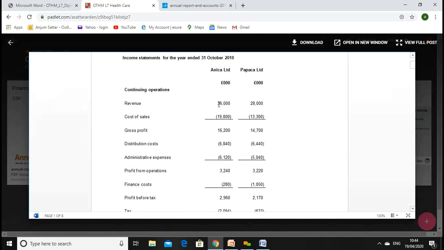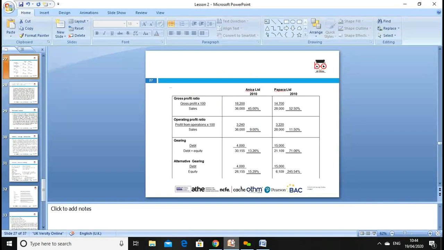You will see the revenue of Anika is 36 million, the other is 28 million. What is the gross profit? Revenue minus cost of sales. My gross profit is 16.2 million, and this is 14.2 million. If I calculate the ratios now, gross profit divided by sales, which is also known as revenue, 16,200 divided by 36 is 45%, and that's 52%. So Paprika is better than Anika, with a 7% higher gross profit.